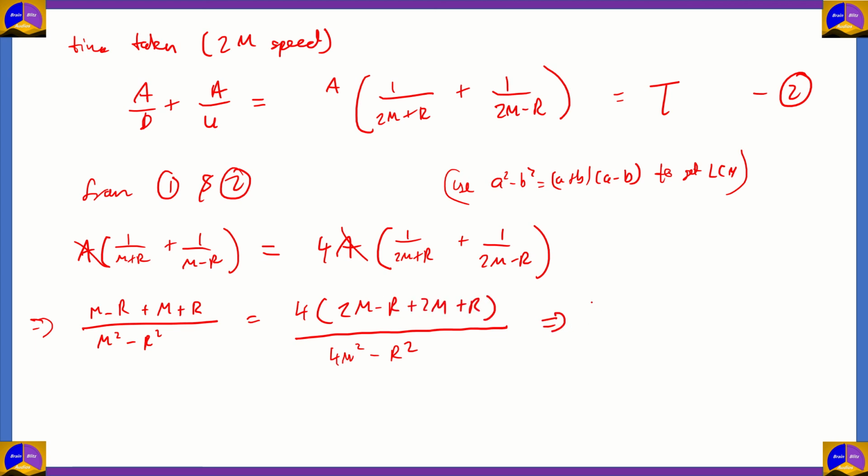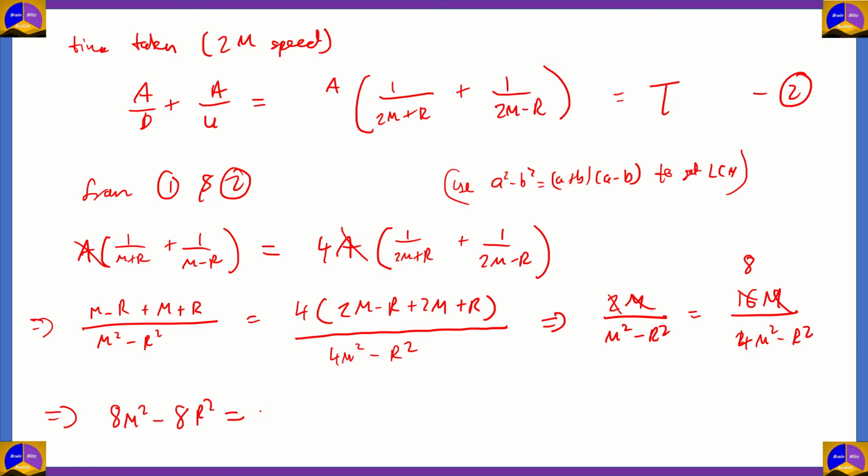So therefore, the equation now becomes 2m over m squared minus r squared equals 2 plus 2 gives you 4. So 4 times 4m is 16m over 4m squared minus r squared. So 2 gets 2 divide 16 8 times. M gets cancelled. So now the equation can be cross multiplied to form 8m squared minus 8r squared equals 4m squared minus r squared.